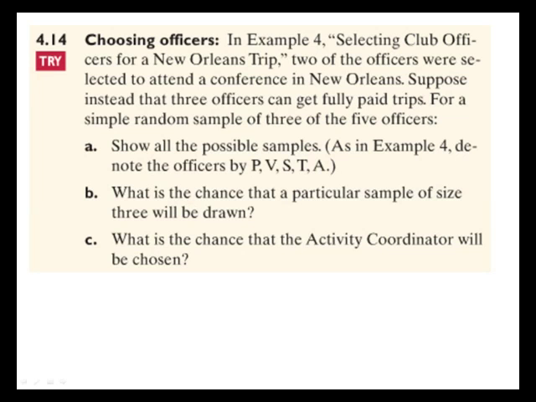So in example 4 in the text, it talks about selecting club officers for a New Orleans trip. 2 of the officers were selected in that example to attend a trip, but in this example, we want to select 3 officers to get fully paid trips to New Orleans. And these are the different officers: president, vice president, secretary, treasurer, and activity coordinator, I think. So if we select 3 at random, what might a set of 3 be?